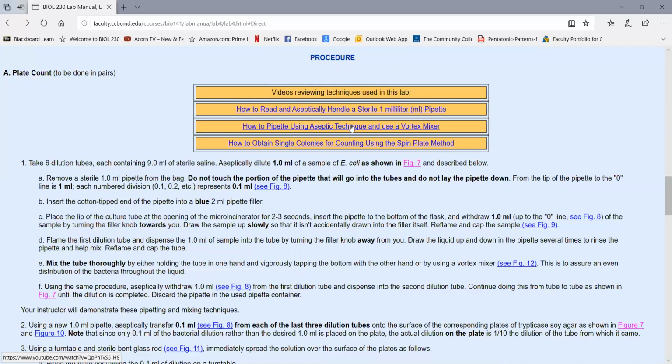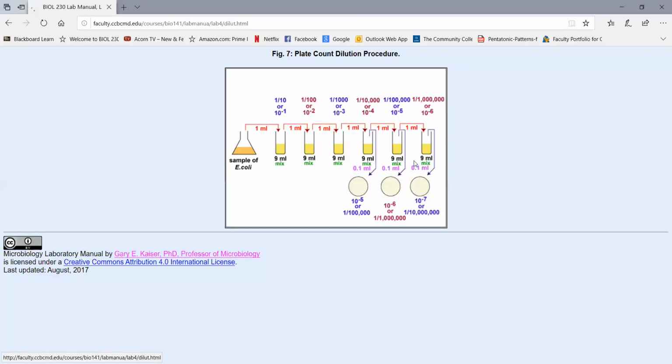Also, I've showed you how to use the vortex mixer, because remember, every time we add bacteria to a new tube, we have to mix them thoroughly to get the bacteria evenly distributed before we take them out to put into the next tube. And there's also a video on how to do the spin plate method. So basically, you're just going to follow this diagram for your dilution in lab. We'll put that up on the board.